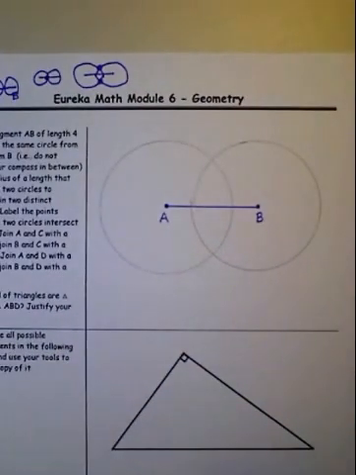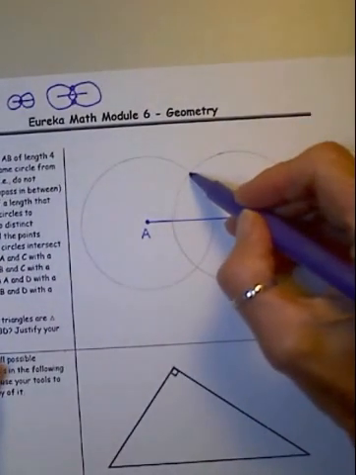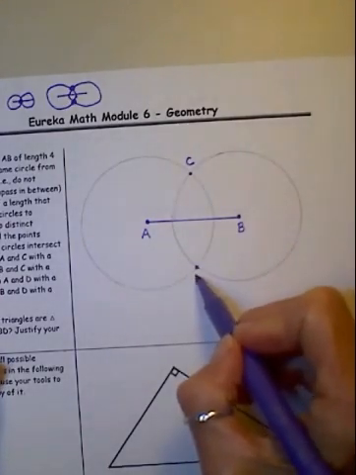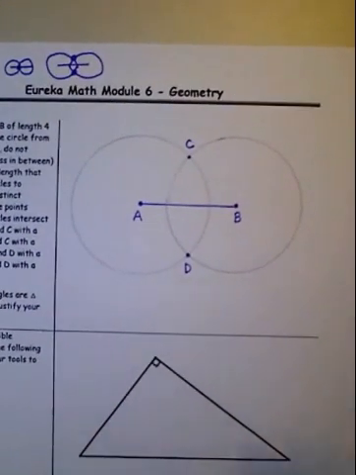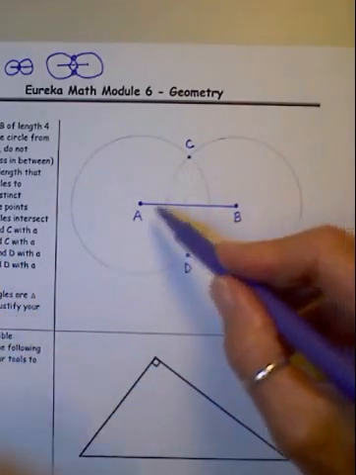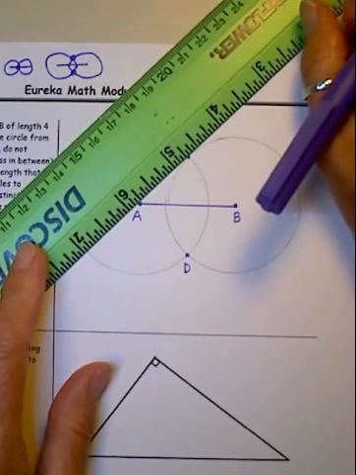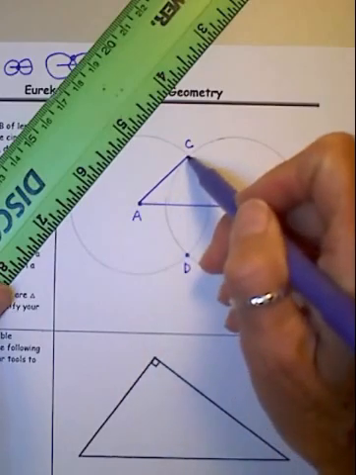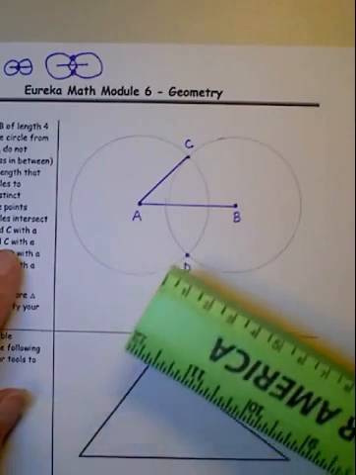It says label the 2 points where the two circles intersect, C and D. So here's one of the intersections, that is point C. Here's the other intersection, point D. Go a little closer here. Join A and C with a segment. Okay, A and C right here, and we'll want to use a straight edge. And notice that that is the radius of that circle. Join B and C.